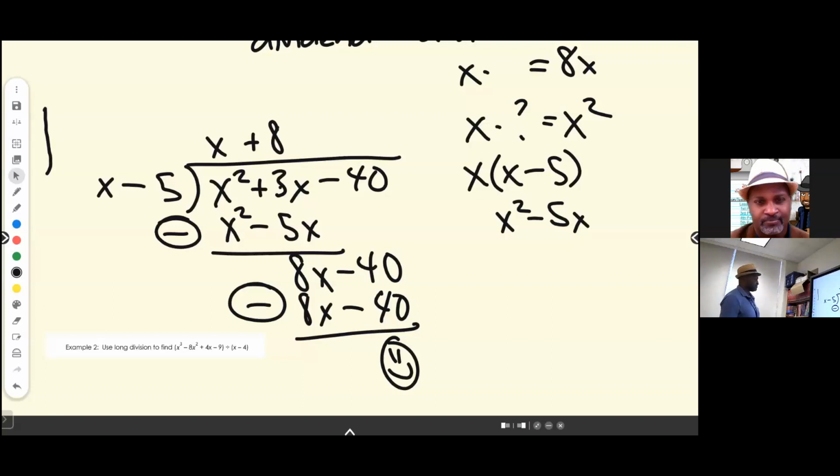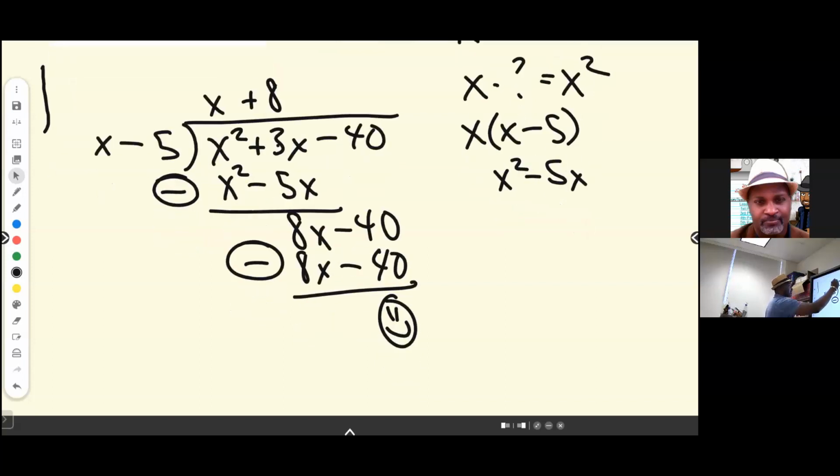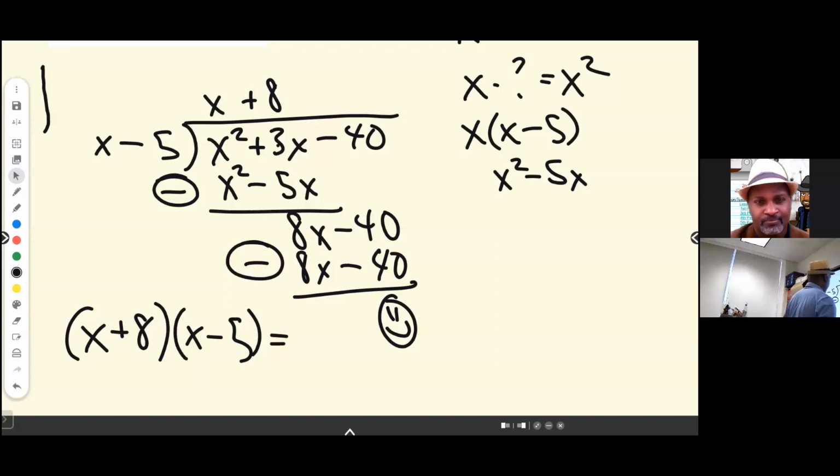So what does this mean? This means that we can conclude that x minus 5 times x plus 8 is equal to our dividend, which is x squared plus 3x minus 40. And that's using long division.